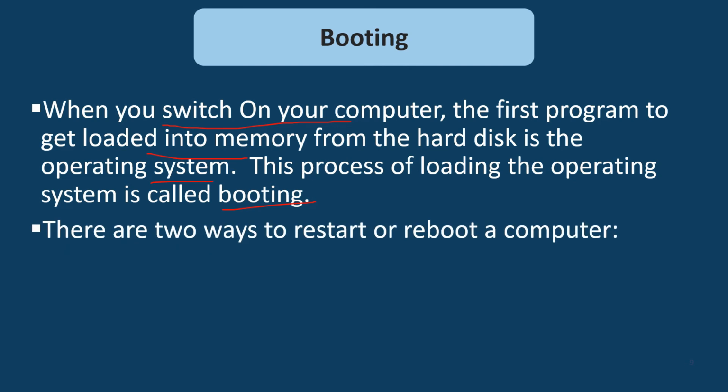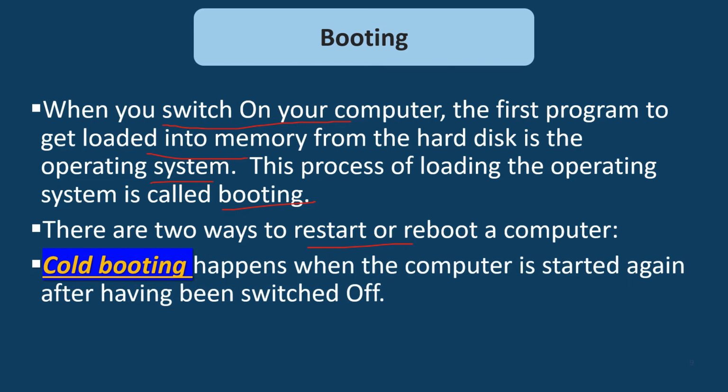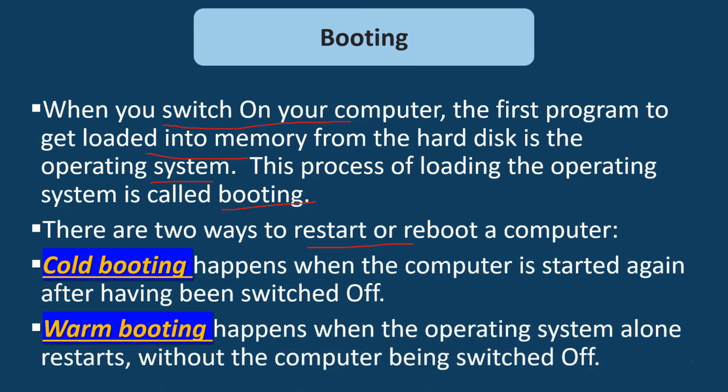So there are two ways to restart or reboot a computer: cold booting and warm booting. So what are the two types of booting? Cold booting and warm booting. So when cold booting happens and warm booting happens, we'll see. Cold booting happens when the computer is started again after having been switched off. So when you switch off a computer and start it again, cold booting will happen.